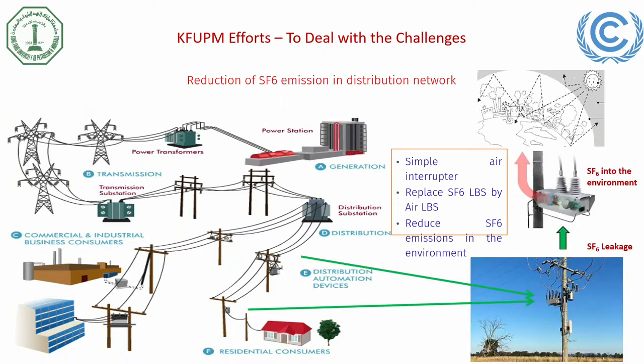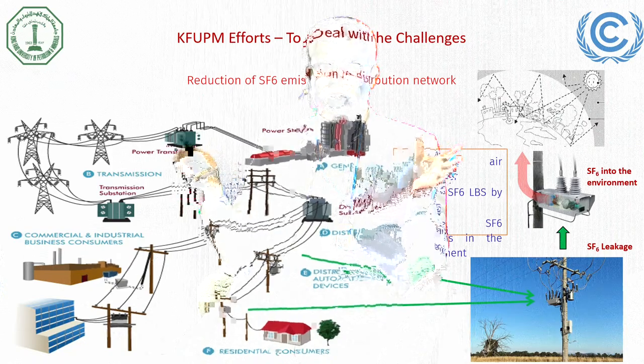And here, Dr. Asif is with us, so we are working not only to reduce the greenhouse gas emission, but also, in the power system, we have a lot of devices like the air interrupter or the SF6-based interrupter, and there will be some leakage of SF6 gases, which is very dangerous to the environment, and also this is a very serious greenhouse gas. So we are working in this area to replace this SF6-based interrupter with an air-based interrupter, so there will be no leakage from those interrupters, and we will be overcoming the challenges of greenhouse gas emission into the atmosphere.